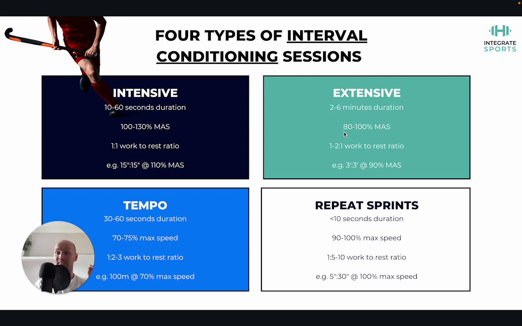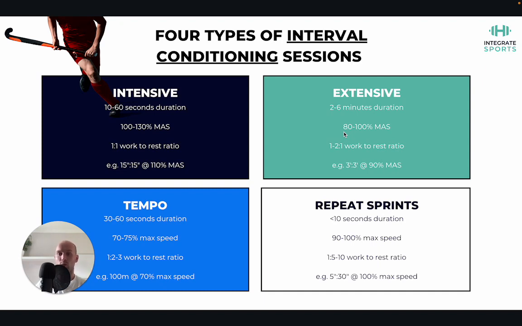The first type we've got is intensive. Now, by intensive, we mean intervals that are 10 to 60 seconds in duration, that are 100 to 130% of maximal aerobic speed. Maximal aerobic speed is the lowest speed at which your VO2 max occurs and is basically a base measure of your aerobic fitness. So we're working at speeds above our baseline of aerobic fitness, so clearly very intensive in nature.